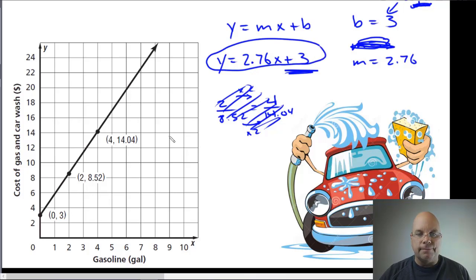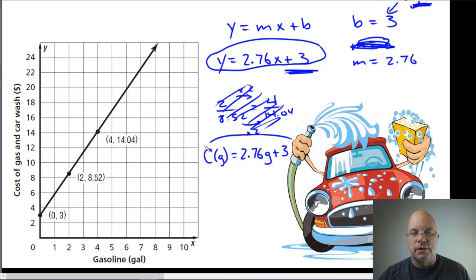I noticed on my key I wrote it differently and possibly better. Instead of y, I used the function notation. So the cost as a function of the gallons purchased is equal to $2.76 multiplied by the number of gallons plus 3. So the cost varies based on the number of gallons of gas you buy. You're always going to pay $3, that's constant for the car wash, plus $2.76 multiplied by the number of gallons. So that's a way to write it using function notation.